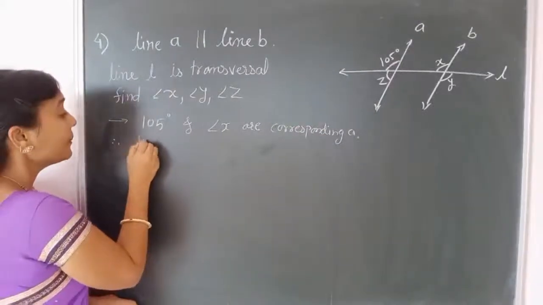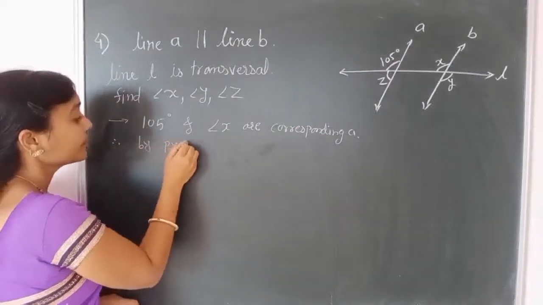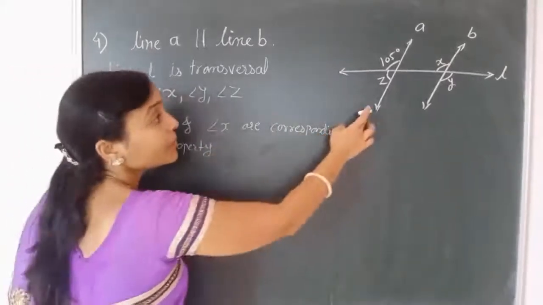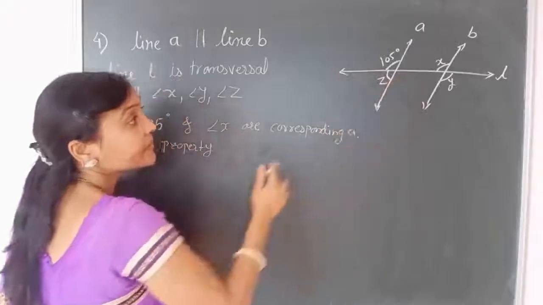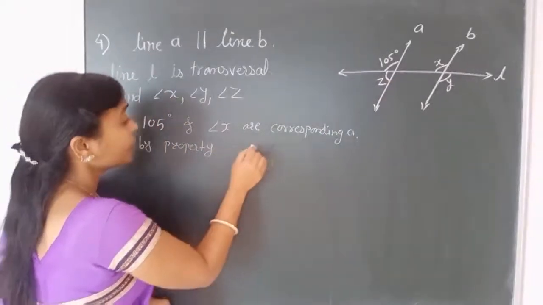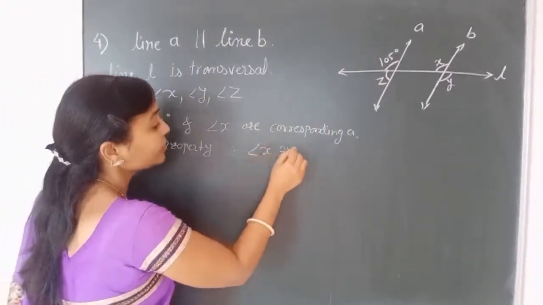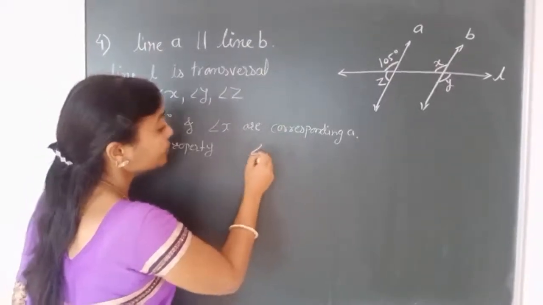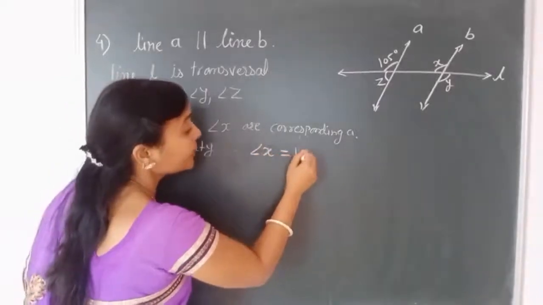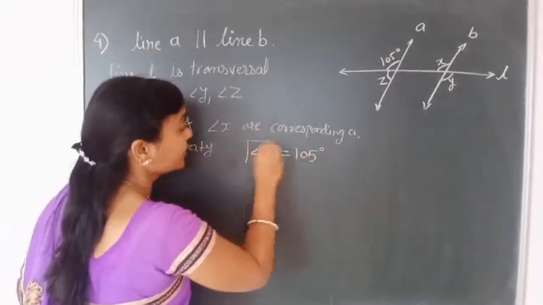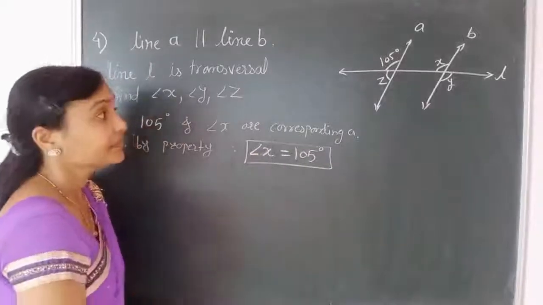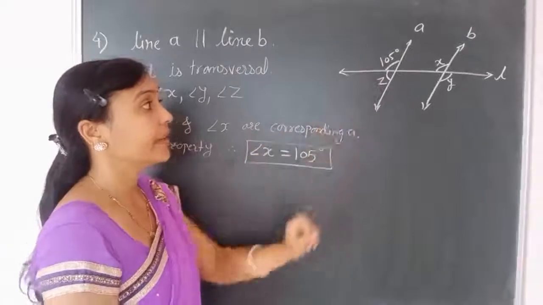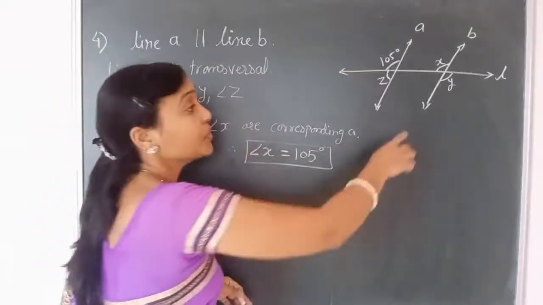And therefore by the property, corresponding angles formed by the parallel lines and transversal are congruent. Therefore angle X congruent to angle 105 degree. So we write down measure of angle X equal to 105 degree. This is the answer. Now, what is the relation between the Z and 105? First we find out Y.